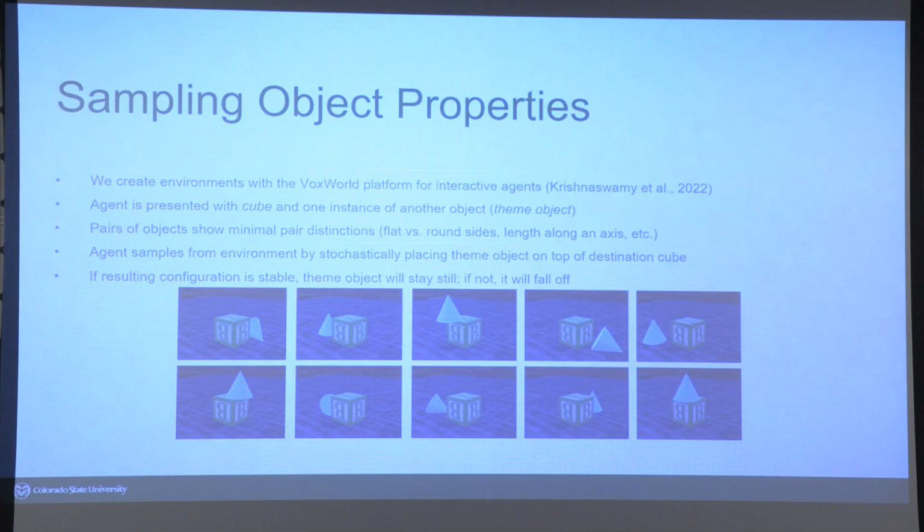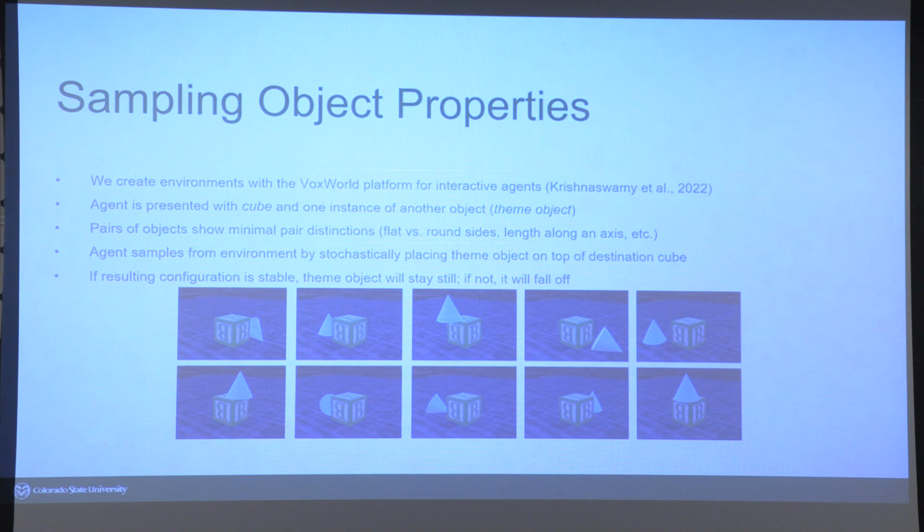We do all this in a platform that I've been developing for a while called VoxWorld. It's basically an underlying platform for creating different types of interactive agents. In the data that we collected in this type of object stacking task, which is what I'm going to use as a jumping off point for the remaining research, the agent is presented with a cube and one other instance of another object. We'll call this the theme object.